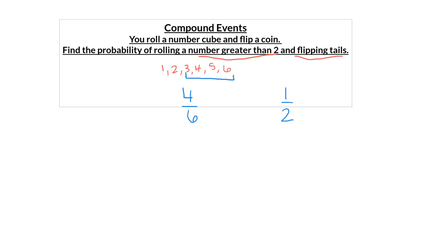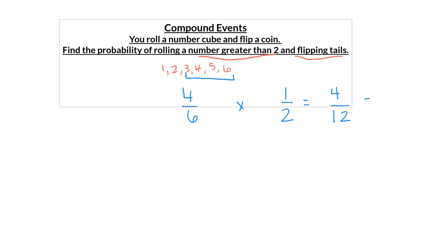To find the probability, we will multiply the 2 probabilities we got. 4 out of 6 times 1 out of 2. When we multiply straight across, we're going to get 4 over 12 because 4 times 1 is 4 and 6 times 2 is 12.